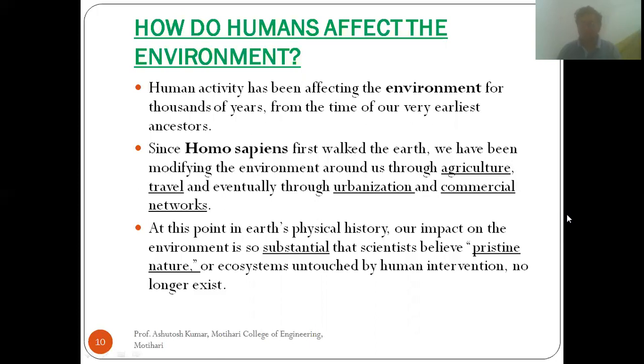Since Homo sapiens, that is humans, first walked the earth, we have been modifying the environment around us through agriculture, travel, urbanization and commercial networks. We modify our environment for the benefit of mankind, but at the same time the benefit becomes a hazard also. At this point in Earth's physical history, our impact on the environment is so substantial that scientists believe that pristine nature, that is, beautiful nature or ecosystems untouched by human intervention, no longer exists. We have degraded our environment so much that pristine nature has been degraded.